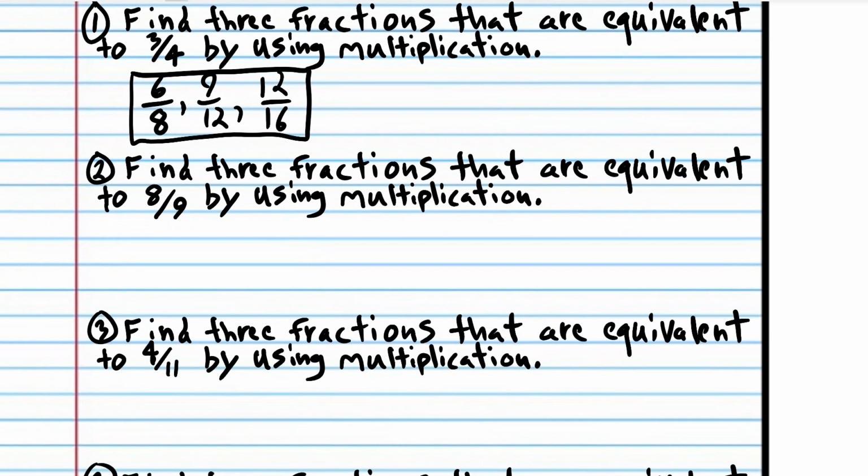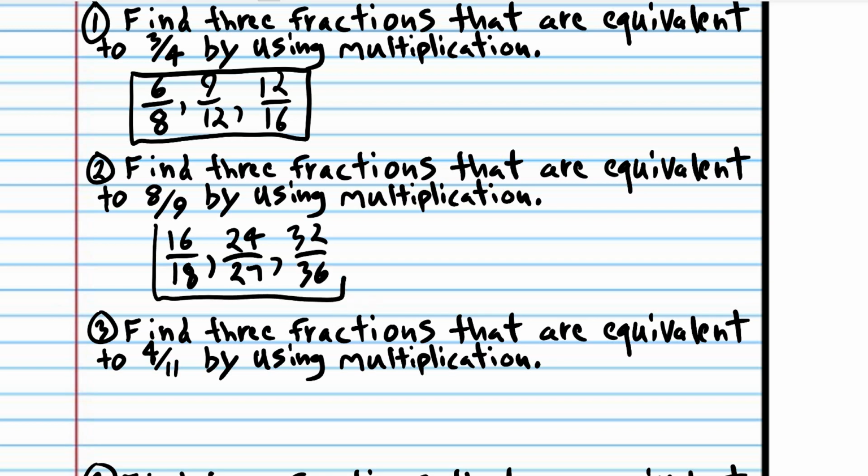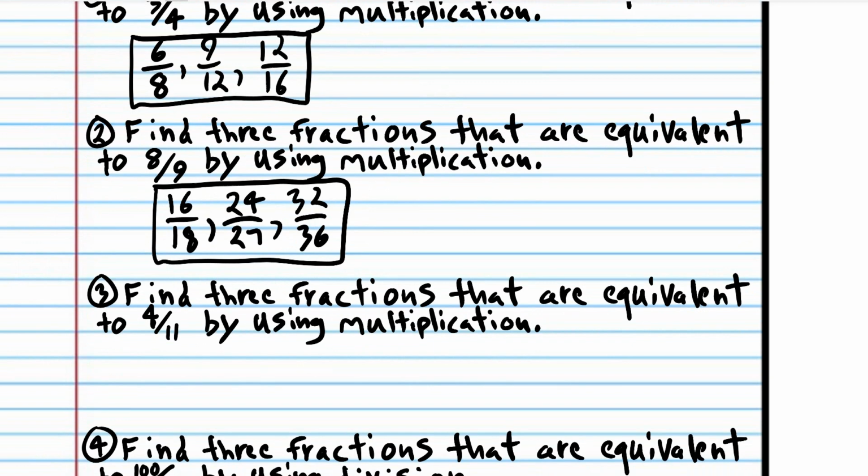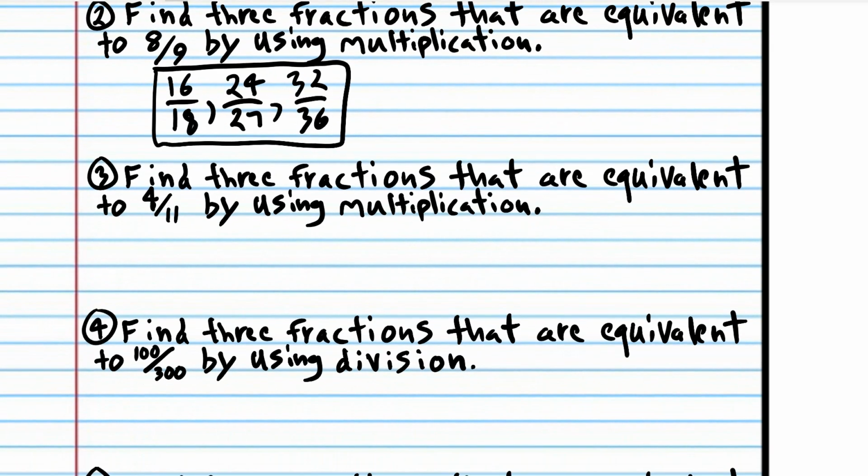All right, we're back. Find 3 fractions that are equivalent to 8/9 by using multiplication. Let's multiply both sides of 8/9 by 2, and you get 16 over 18. Multiply both sides by 3, you get 24 over 27. Multiply both sides by 4, you get 32 over 36. So again, we're just using the fundamental principle of fractions. And if you're struggling with your multiplication facts, then that's not my problem. That's your problem. You should have memorized the multiplication facts. All right. Try number 3, and when you come back, we'll do it together.